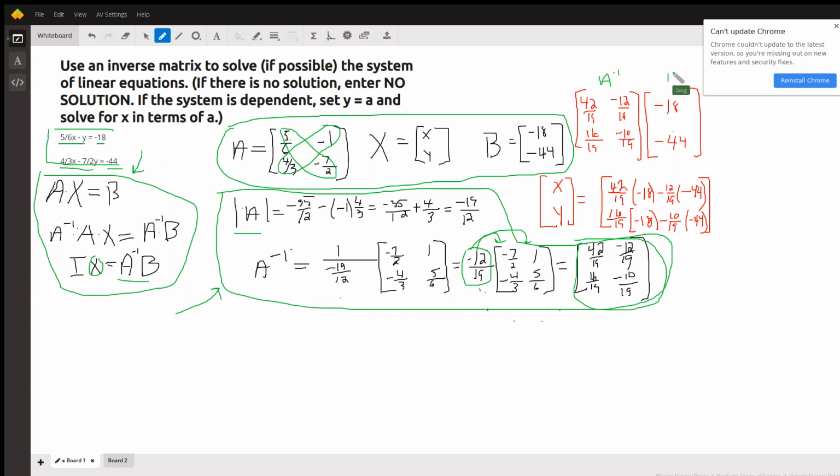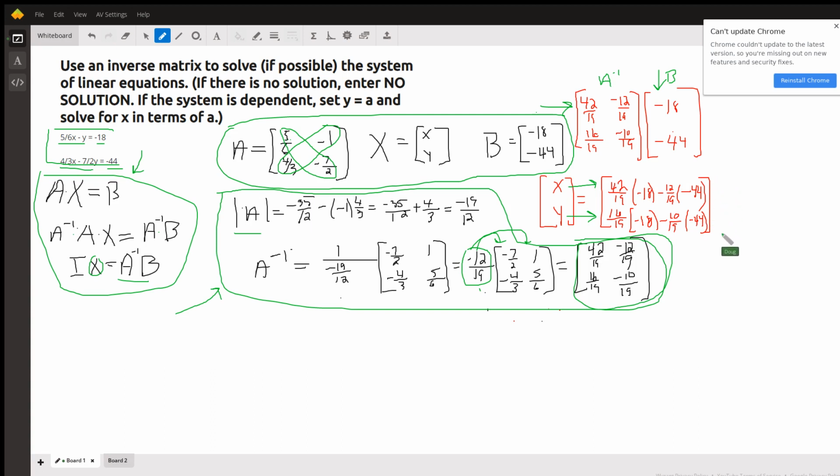times B, and that means we take the first row times the first column of B, and add them together. So 42/19 times negative 18 minus 12/19 times negative 44. That's going to be the value of x. And y is going to be when we multiply the second row times the first column of B. So 16/19 times negative 18, negative 10/19 times negative 44.